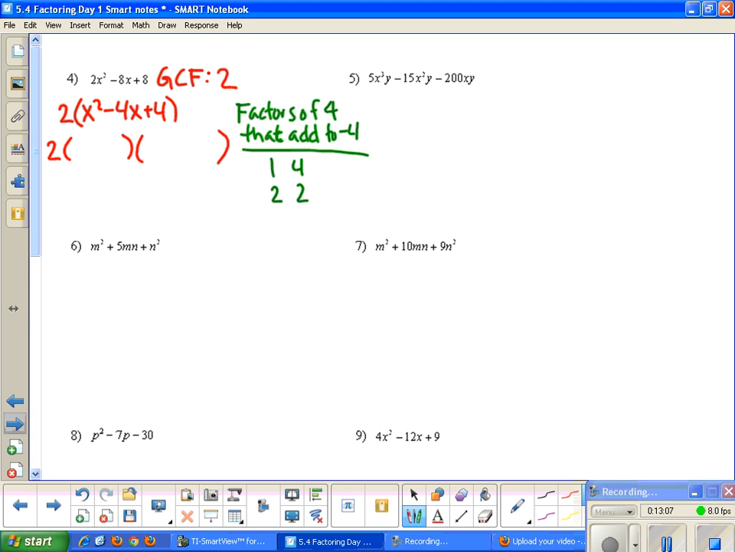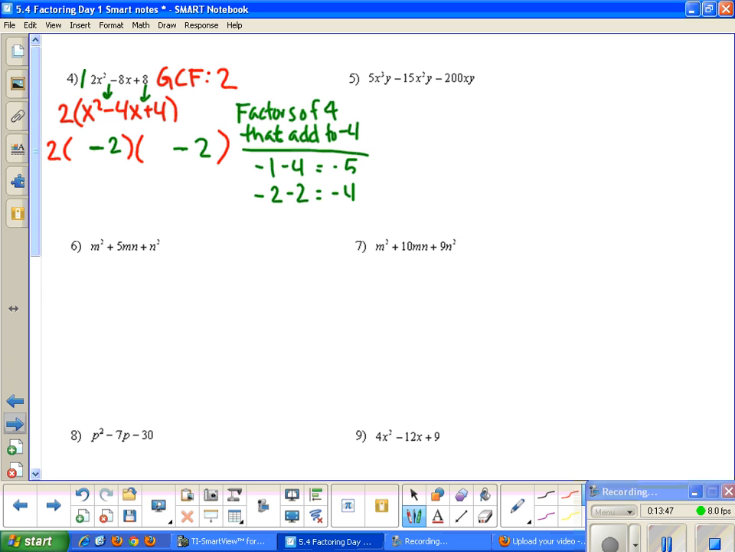So for this one, since I have a plus sign here, I know my signs are going to be the same. Since my sign in the middle is negative, my signs are going to be both negative, because a negative times a negative gives you a positive last term, and a negative plus a negative gives you a negative middle term. If I try both terms negative, like negative 1 and negative 4, that would give you negative 5, so that doesn't add up to negative 4. If I did negative 2 minus 2, I get negative 4. So negative 2 and negative 2 are going to be my terms that go in here.